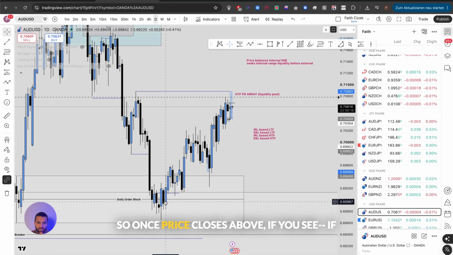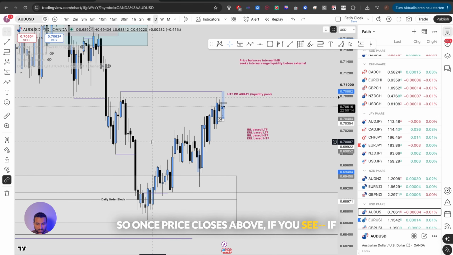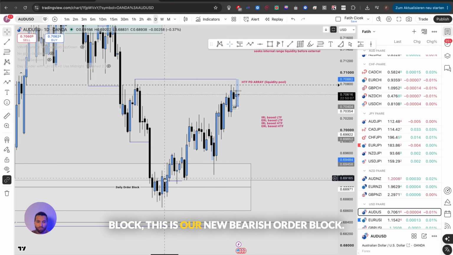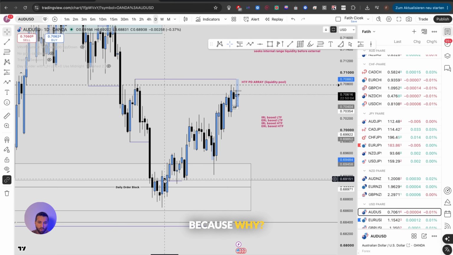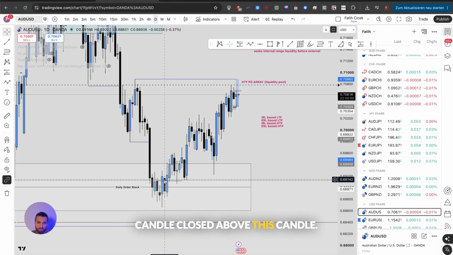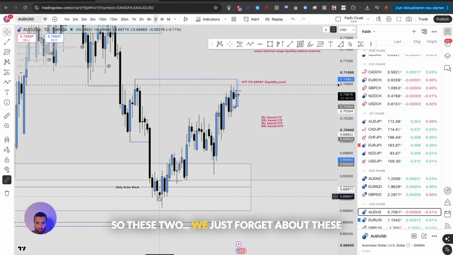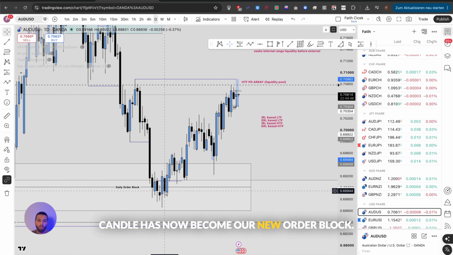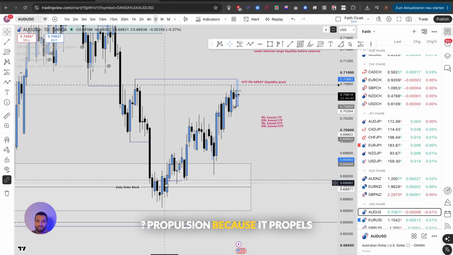Once price closes above, if you pay attention, this is our new bearish order block. Why? Because the next candle closed above this candle. So we just forget about these two candles now, because this black bearish candle has become our new order block. We also call it a propulsion block. Propulsion, because it propels price to react from there.